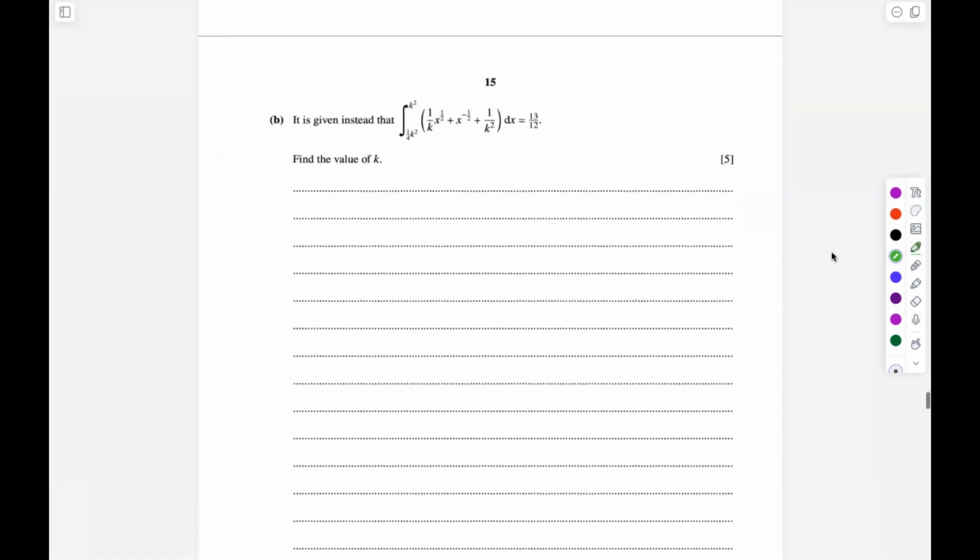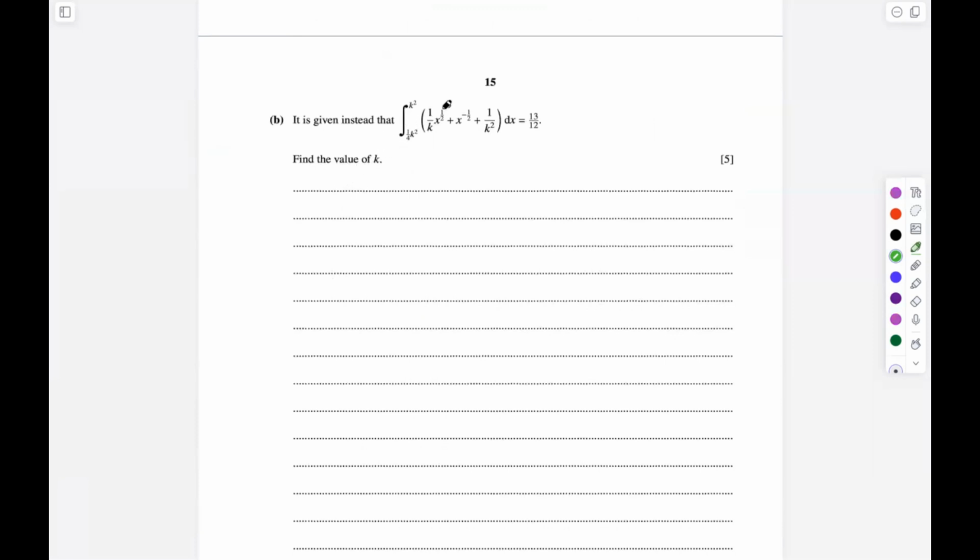In part B, it says it is given instead that the integral of the equation with the limits k squared and 1 upon k squared is 13 upon 12. We have to find the value of k. So in the first step, we'll integrate the expression and then substitute the limits.